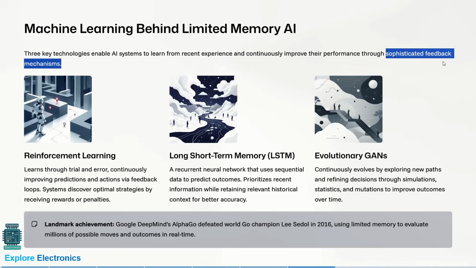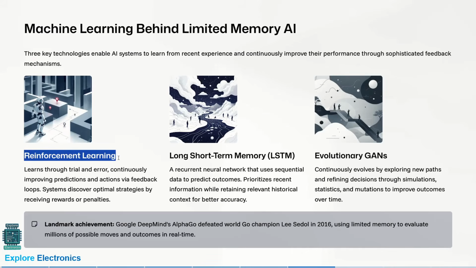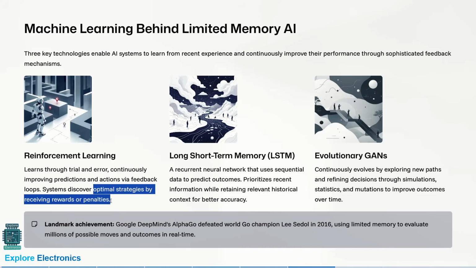That is what the machine learning will be there behind the limited memory AI, so that the feedback will be taken continuously and it will improve its performance. Here, reinforcement learning is adopted. This learns through trial and error. So the system will learn through trial and error, continuously improves its predictions and actions via feedback loops. It will be having continuous feedback so that it will improve its output. So here the systems discover optimal strategies by receiving rewards and also penalties. This is what reinforcement learning adapted through machine learning in limited memory AI systems.